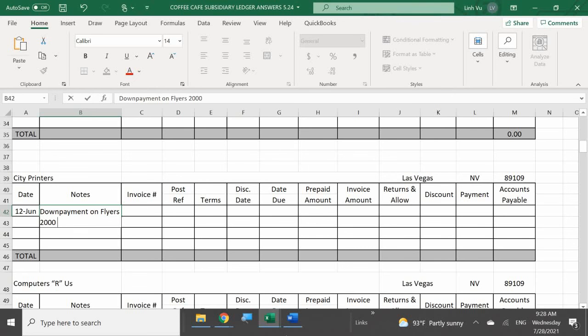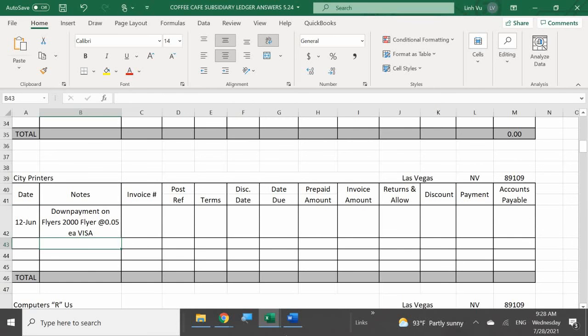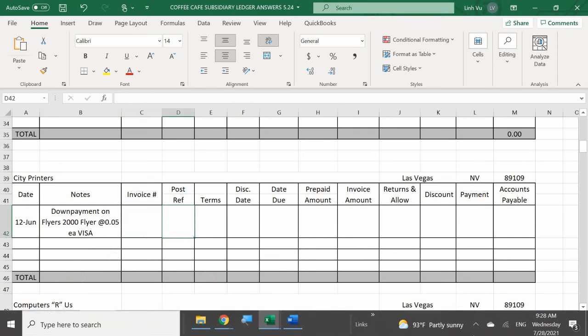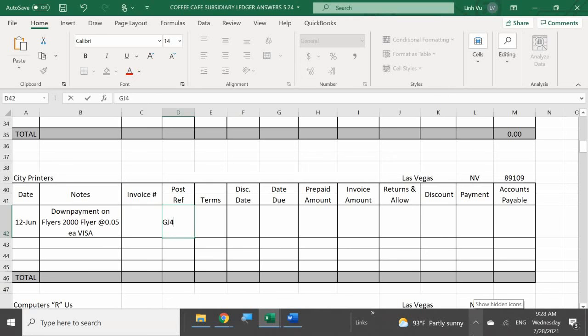2,000 flyers at 5 cents each. Right? And you used a Visa credit card to pay for it. We haven't received the invoice yet because we haven't picked it up yet. And because we're paying at time of service, no terms or anything there. And once again, post reference, we know it's General Journal 4 because that's where the transaction has happened.